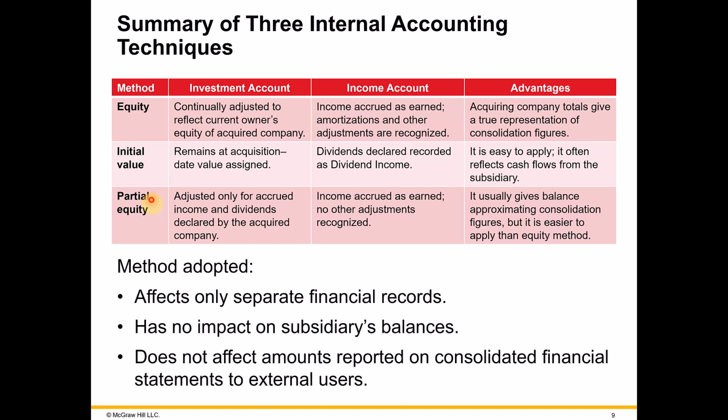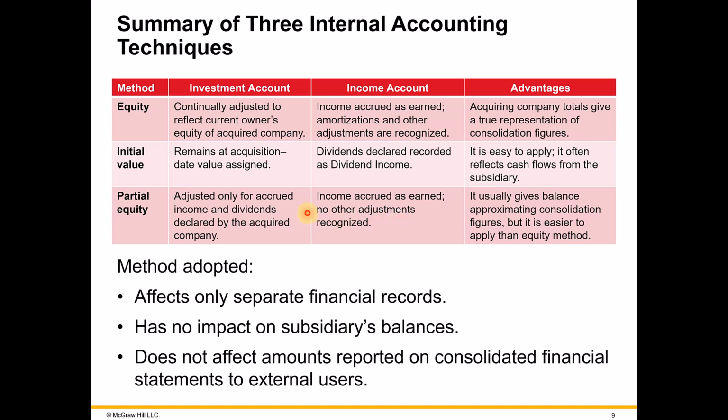Jumping to the partial equity method, you're doing the same thing here. You're accruing the sub's net income on the books of the parent, updating the investment account on the parent's records. But what you're not doing here is that adjustment in amortizing that excess value we had purchased the sub at. And here, I guess it says it's just easier because you're not doing that adjustment entry.